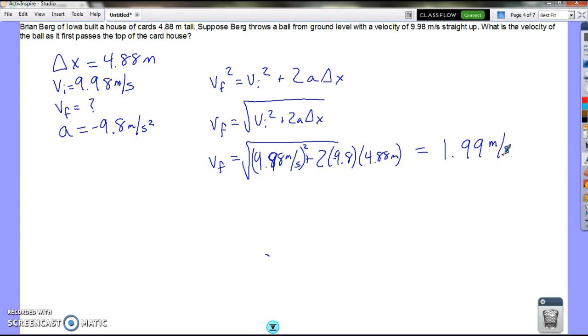We have 4.88 is 3 sig figs. We have 9.98 is 3 sig figs, and so our answer should be in 3 sig figs.